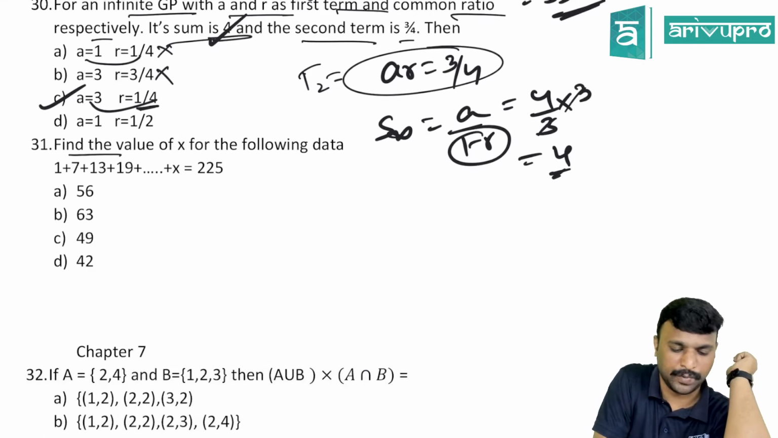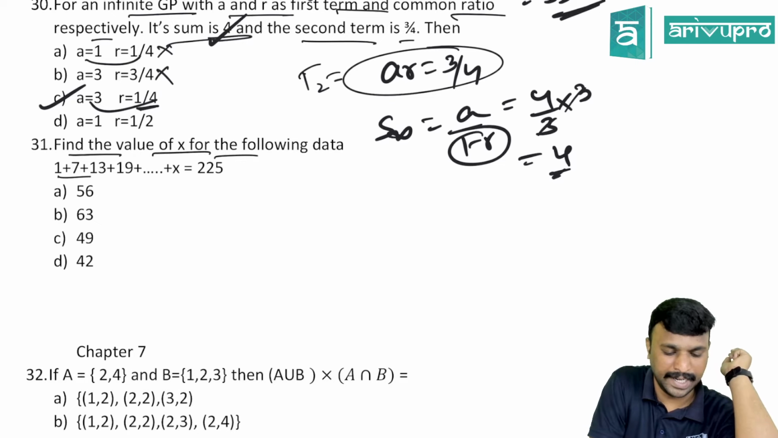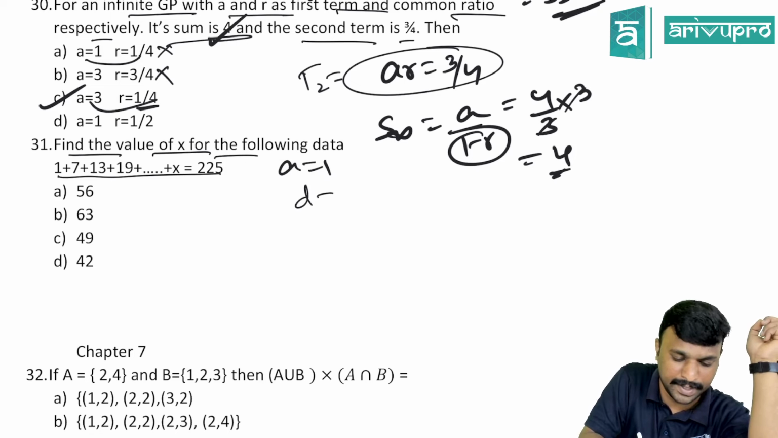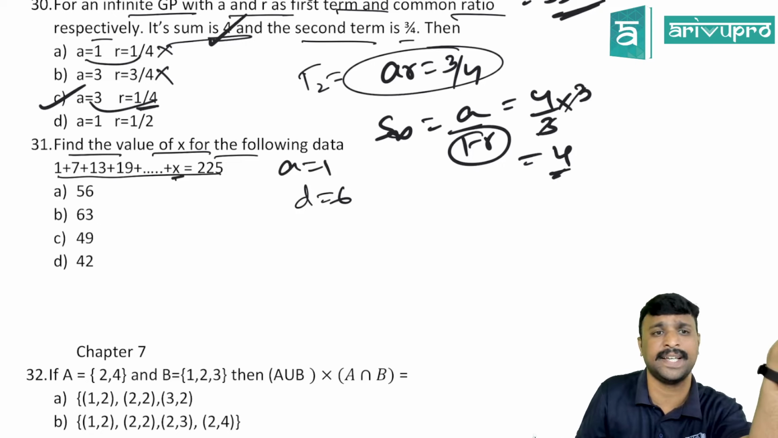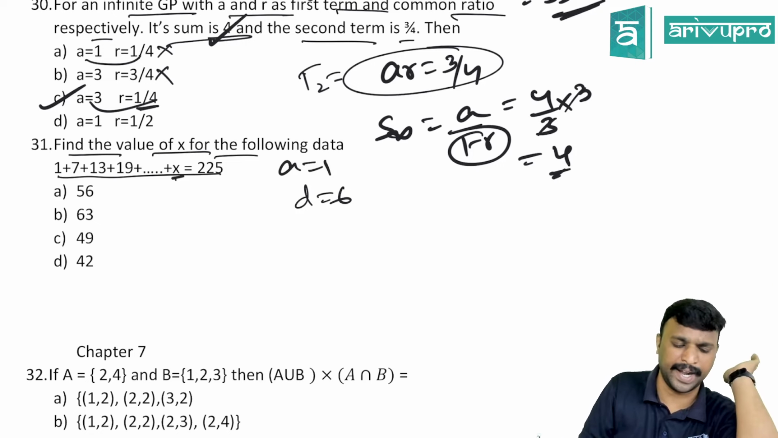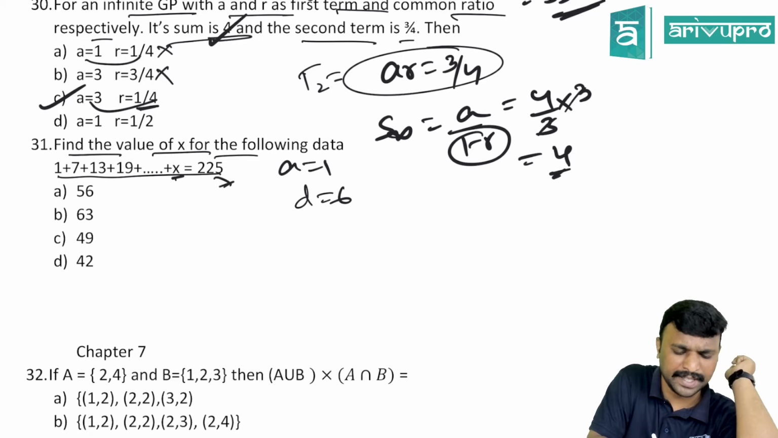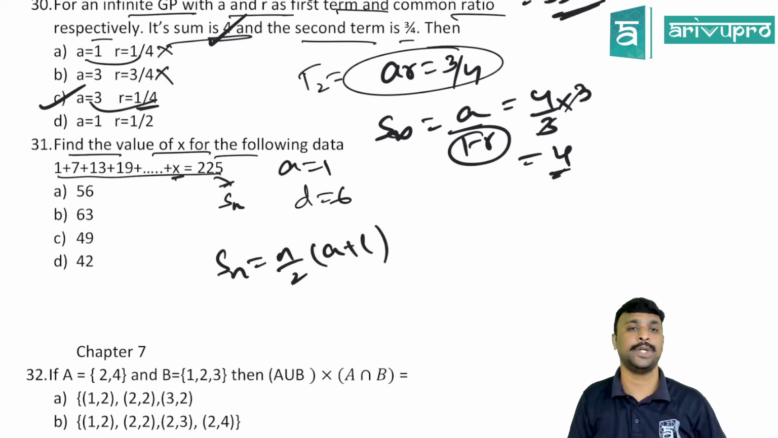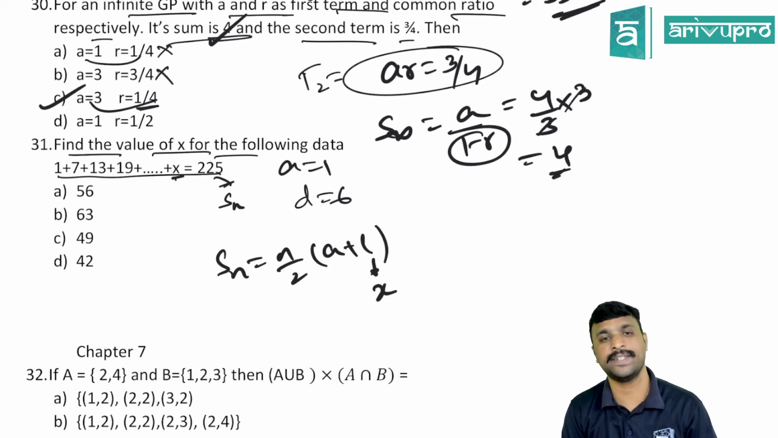Guys, if you look at the next question, find the value of X for the following data. It's an AP basically, where A value is 1 and D value is 6. We need to find the value of X. So where is X, guys? The X is basically in the options. What is this 225? It is nothing but Sn. So what is the Sn formula? N by 2 into A plus L. What is L here? Nothing but X. So X itself is in the options.